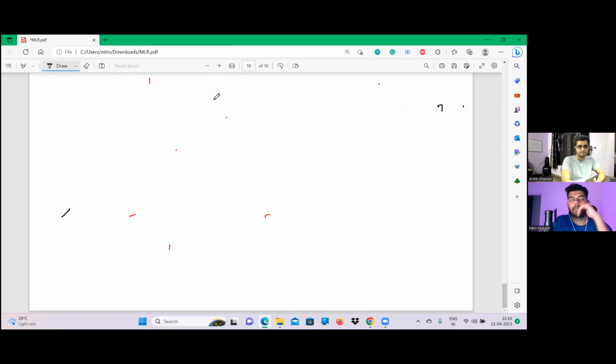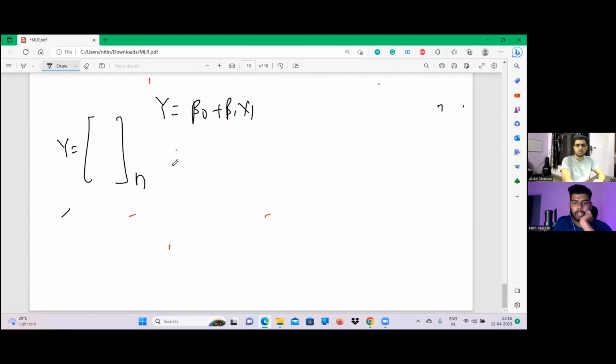We know that our model looks something like, let's say in terms of two variables we are talking about, beta naught plus beta 1 x1. Let's say y has n rows, meaning we have n values. हमारे पास n cross 1 का data है. So our y will be something like y1, y2, up to yn, and your x will be like x1, x2, up to xn, right?